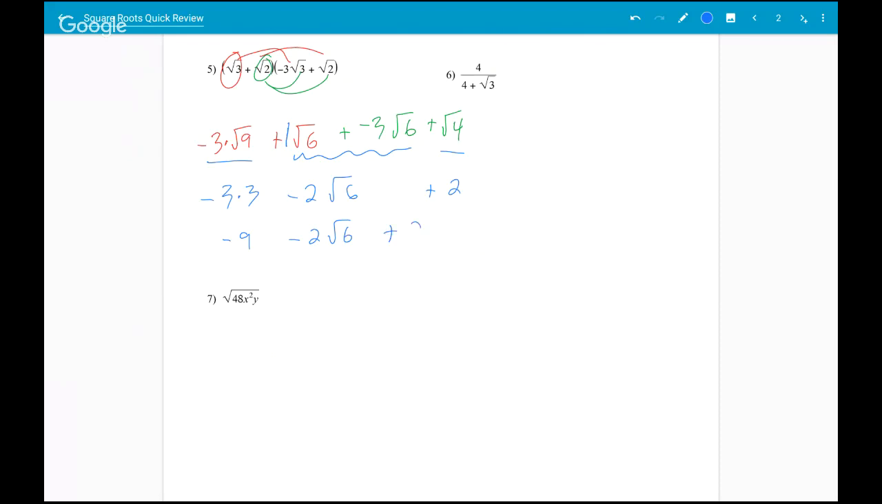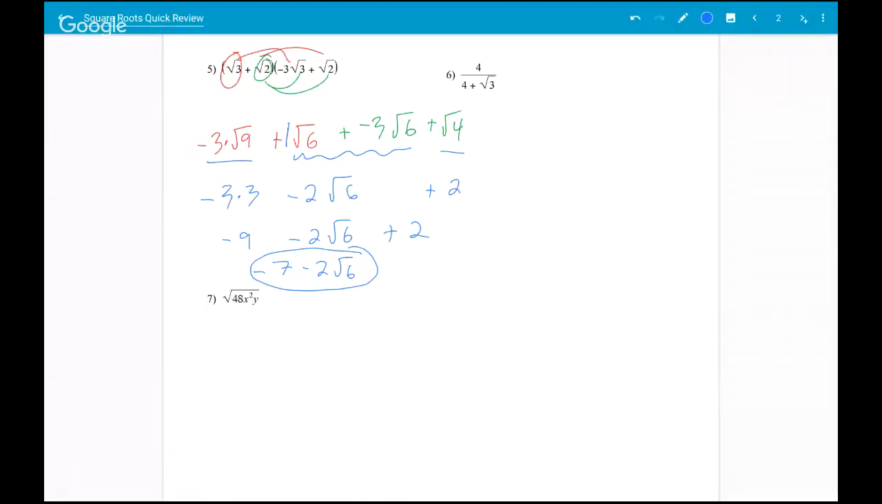And my like terms in this case are just the numbers. So I'm going to put negative 9 together with 2, and I get negative 7 minus 2 root 6. So really all we were doing there is distributing the square root of 3, distributing the square root of 2, and then just combining some like terms. You may have shown a lot less work, or your work may have looked slightly different. Again, in the end, if you got to the same place, you're in good shape.